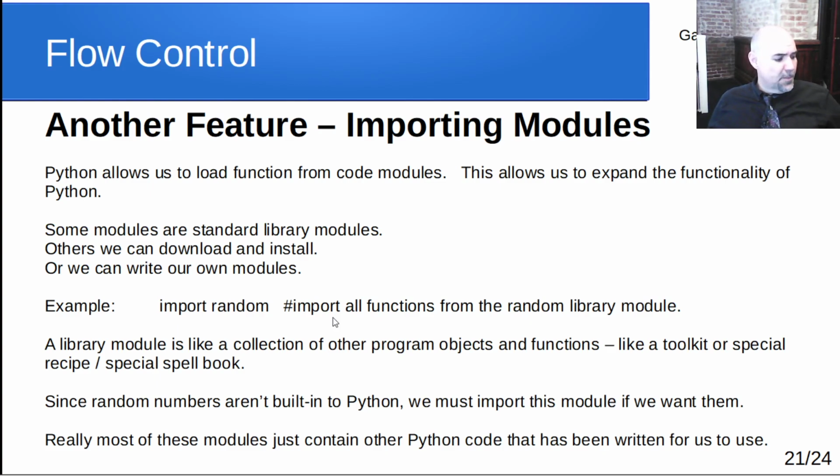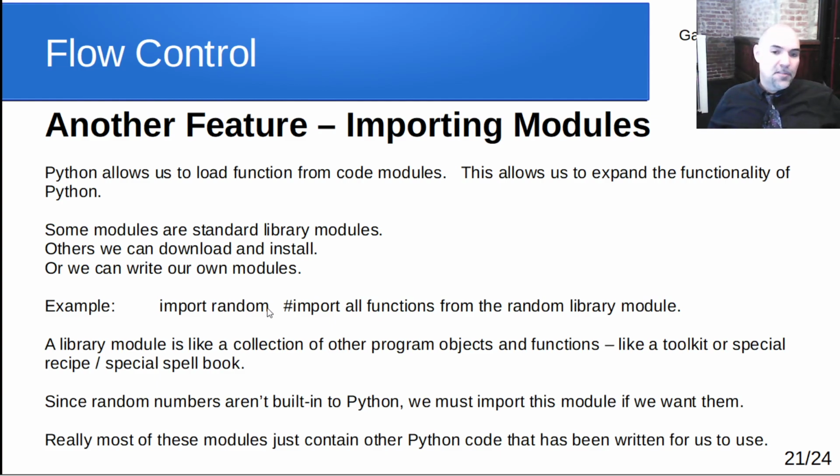All right, to load those into Python, the first thing we need to do is this thing called import. So here's an example, import random. What that does is it says, hey, load the random module from, in this case, the standard Python library, load that up into my program so I can use it. You can think of a library module as a collection of other objects, other functions. I like to think of it like a toolkit or a special spell book of things that we're going to open and then use.